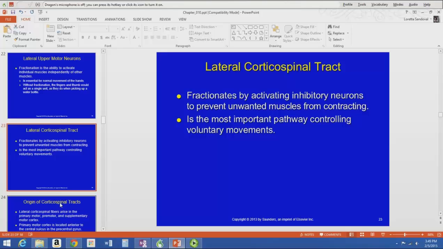So the lateral corticospinal tract, that is the one that's affected in ALS or Lou Gehrig's disease. That's what Stephen Hawking has. He has a rare form of it where he has more longevity. A lot of people with ALS, it's 3 or 4 years from the time they're diagnosed until their breathing pathways stop working and they cannot live without a respirator anymore. ALS stands for amyotrophic lateral sclerosis. It affects these lateral corticospinal tracts.